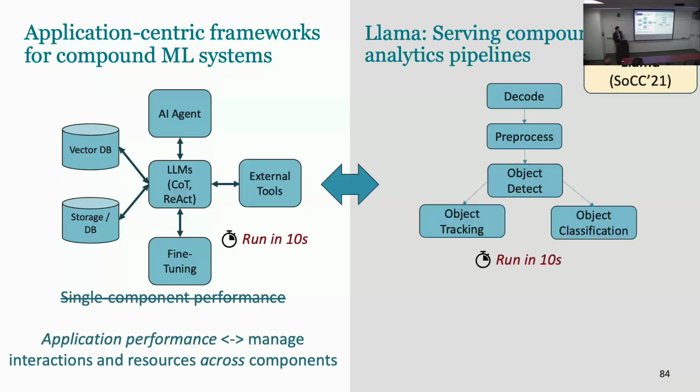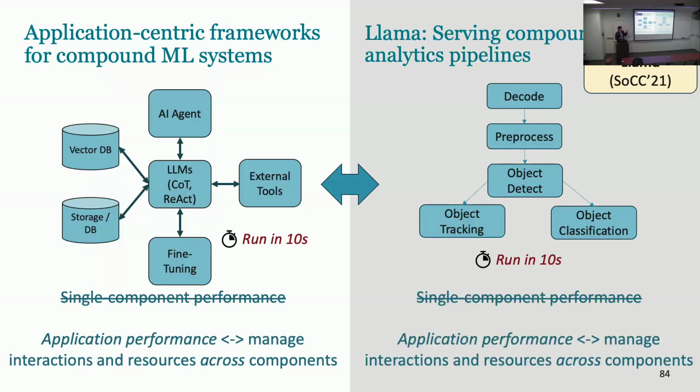And I think this is a promising approach because with my previous work on the original Llama, we built a serving framework for these compound video analytics pipelines, which similarly have multiple interacting components, multiple interacting models. And the takeaway from this work that we learned was exactly the same. We don't want to over-index on optimizing a single component, but really understand the overall application performance as a whole.